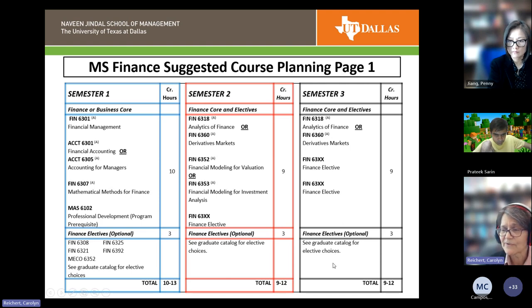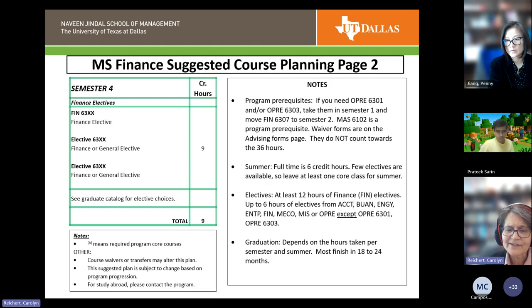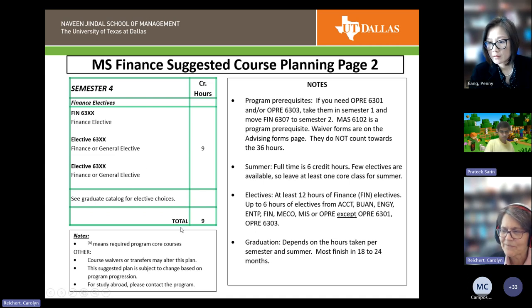I did not include summers in here because with summers, really, you just kind of change the speed at which you do these. And just remember, summer full-time is only two classes. So if you take three, you're actually taking a bit of an overload. And for those of you taking the slower choice, this is kind of the last part of this.